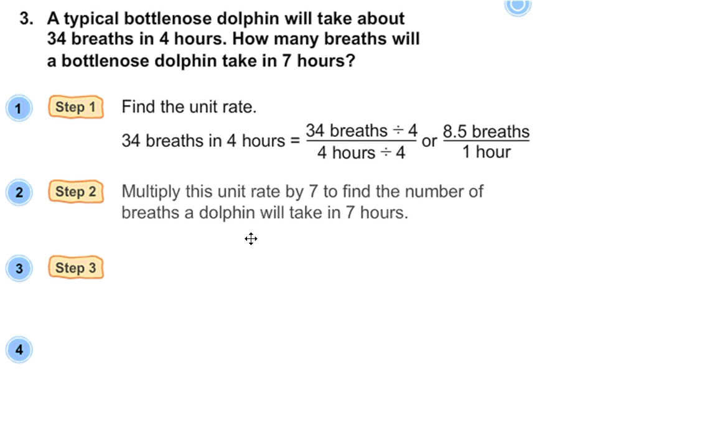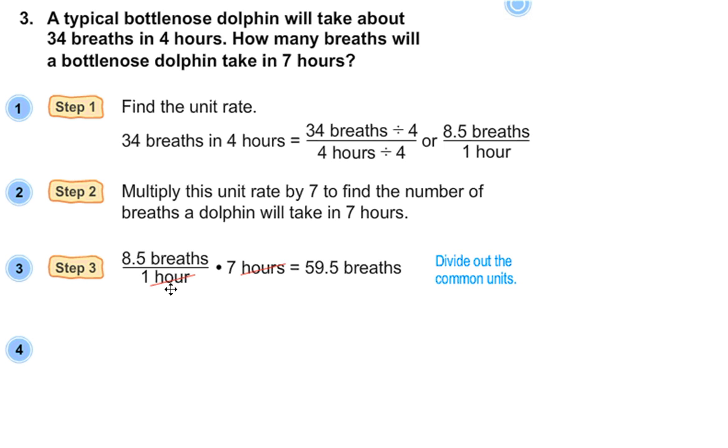Next, we're going to multiply this unit rate of 8.5 breaths per hour by 7, because we want to know not for 1 hour but 7. So 8.5 breaths for 1 hour times 7 hours equals 59.5 breaths. So a bottlenose dolphin will take 59.5 breaths in 7 hours.